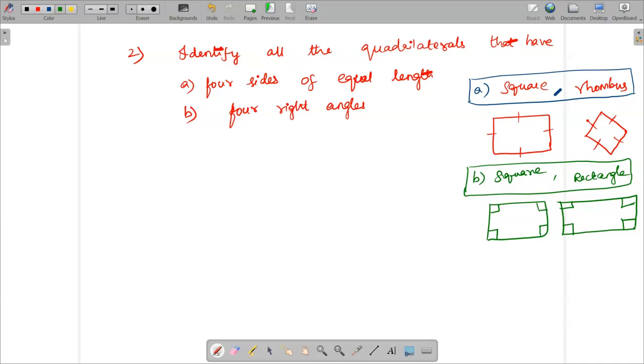Okay, so square and rhombus have all sides equal, all 4 sides are equal in length. Square and rectangle, all angles are right angles. Right angles means what? A 90 degree.